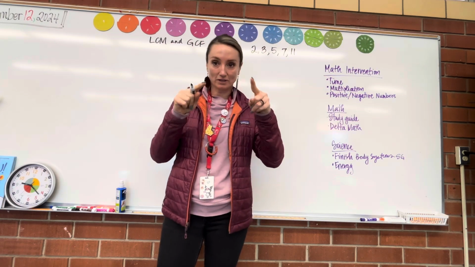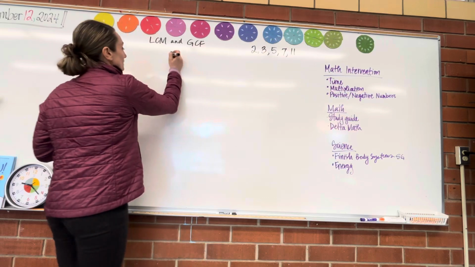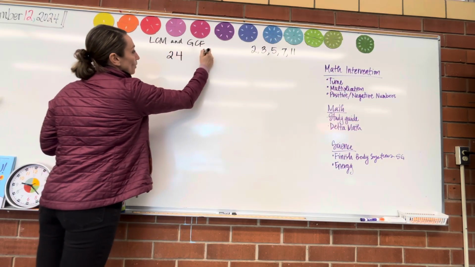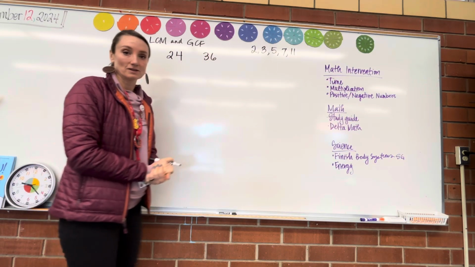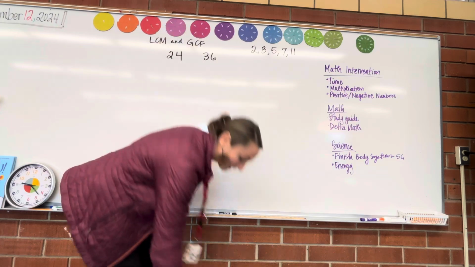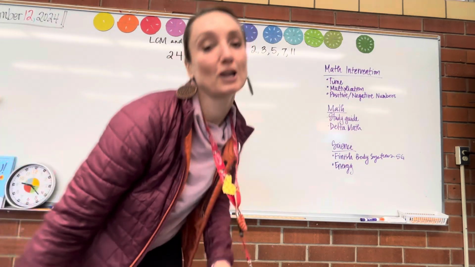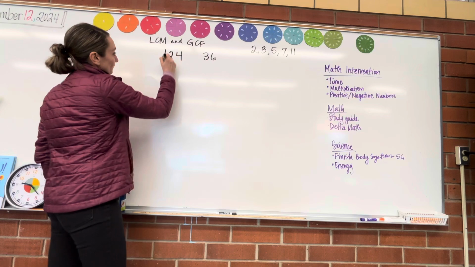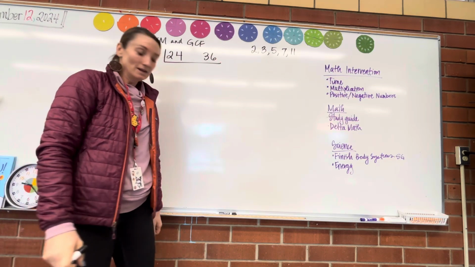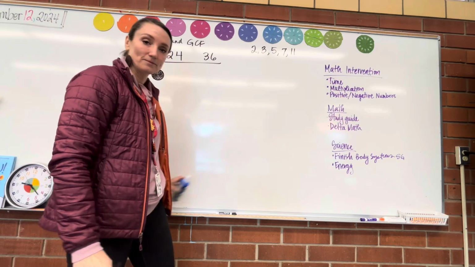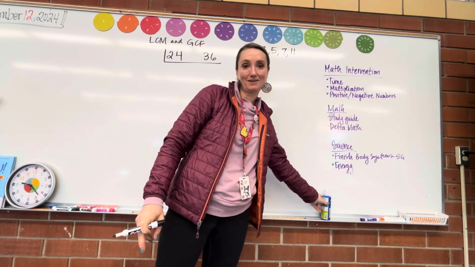So, I want you to watch, okay? So we're gonna start with two numbers. In this case, we're doing 24 and 36, okay? So what I would like right now is for you to make a cute little L right here. Boop, boop. Do you see it?